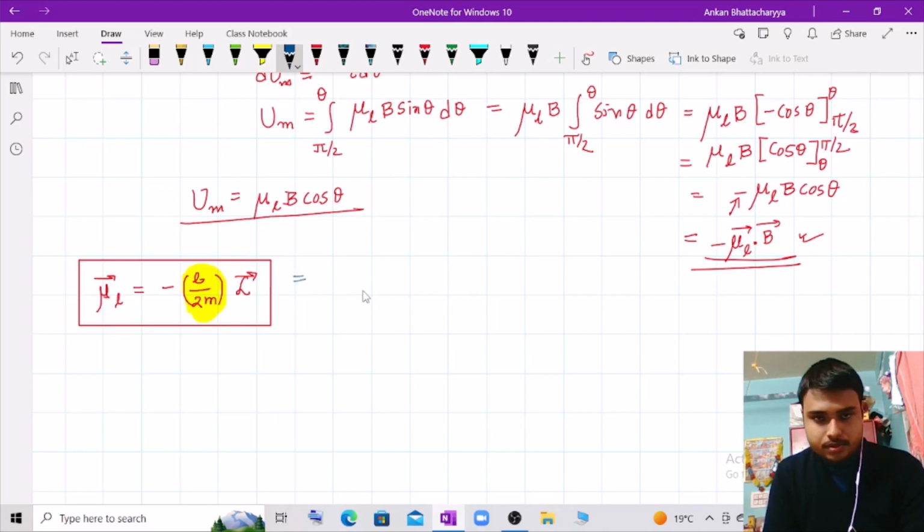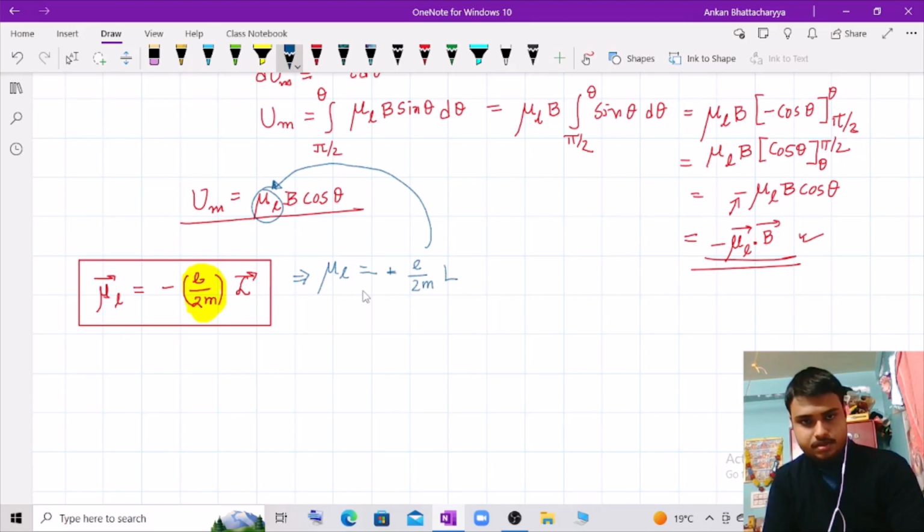So from this we can write mu l is equal to nothing but minus e by 2m. If we take only magnitude, then e by 2m into l will be put in this equation. If we put the value of mu l in this equation, then we will get that mu is equal to nothing but e by 2m B L cos theta.